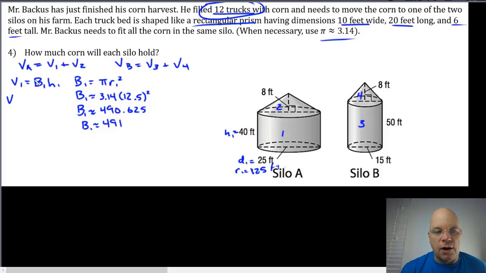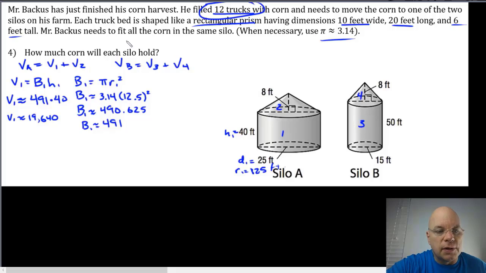So now I can substitute the area of base 1 into this formula, and I get approximately equal to, since this is an estimate at this point, 491 multiplied by the height of the cylinder, h1, which is 40 feet. And 491 times 40 is 19,640 cubic feet, but we won't write the units down until we calculate the actual volume of the whole silo.